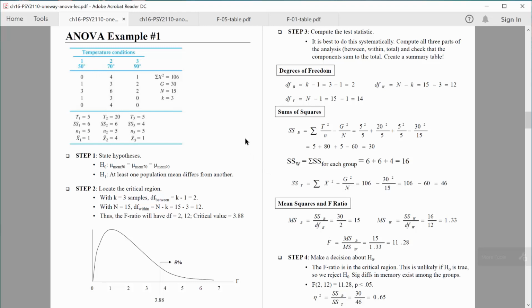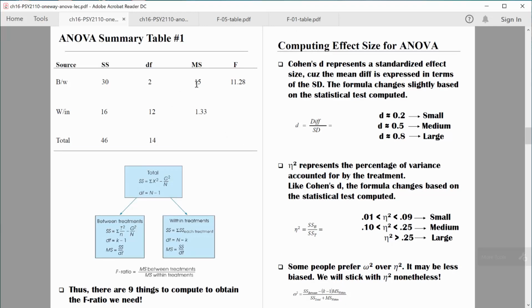Let me go to the next page here. I filled in the entire ANOVA summary table, the source table, but I want to draw your attention right here. Eta squared is essentially defined for you, and it also shows a breakdown of what's small, what's medium, and what's large. And you can see an eta squared value of 0.65 is pretty darn large.